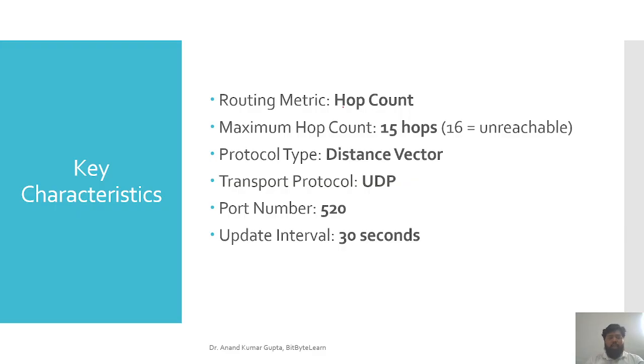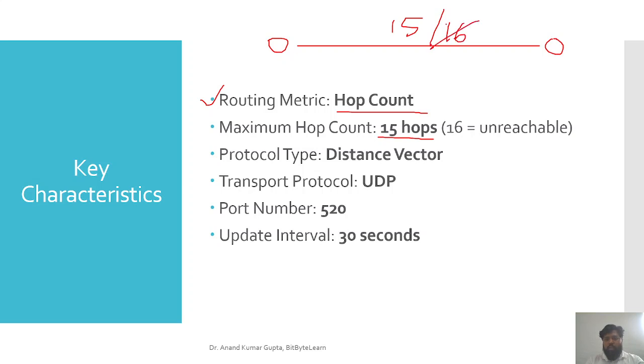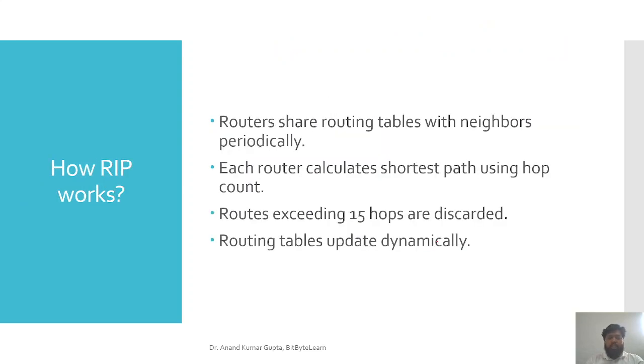So some of the characteristics offered by RIP: RIP has hop count as its routing metric. It supports a maximum of 15 hops between one source and destination. If the hop count reaches 16, then that network is not reachable. It would be considered as a dead end. The protocol type is distance vector. It follows the UDP protocol, works on port number 520, and the update interval is 30 seconds.